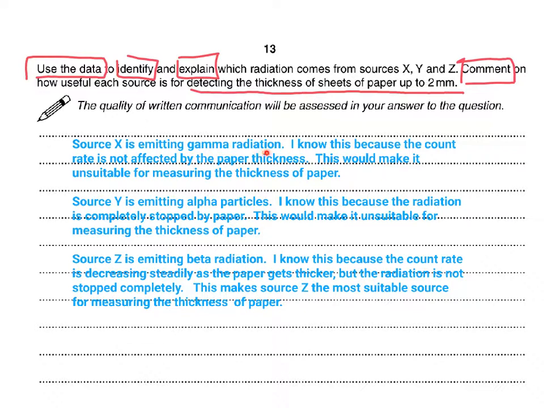Source X is emitting gamma radiation. I know this because the count rate is not affected by the paper thickness. This would make it unsuitable for measuring the thickness of paper. Source Y is emitting alpha particles. I know this because the radiation is completely stopped by paper. This would make it unsuitable for measuring the thickness of paper. Source Z is emitting beta radiation. I know this because the count rate is decreasing steadily as the paper gets thicker, but the radiation is not stopped completely. This makes source Z the most suitable source for measuring the thickness of paper.